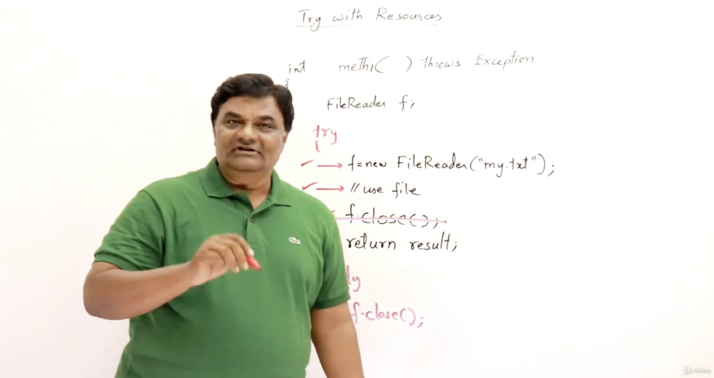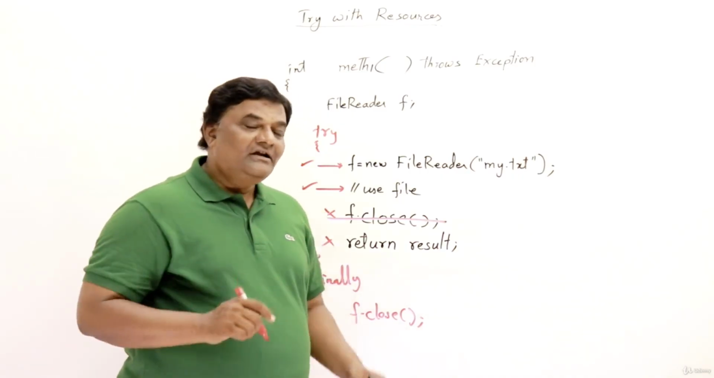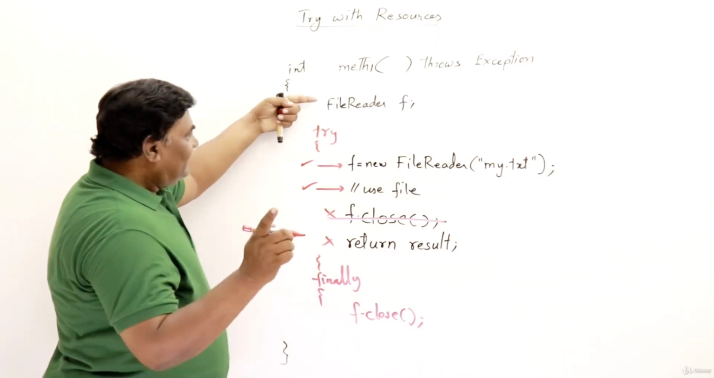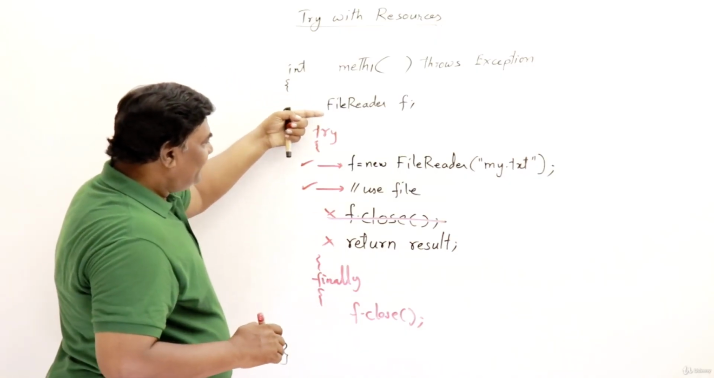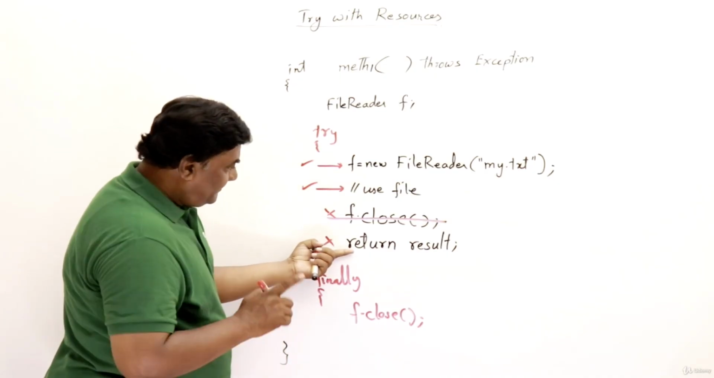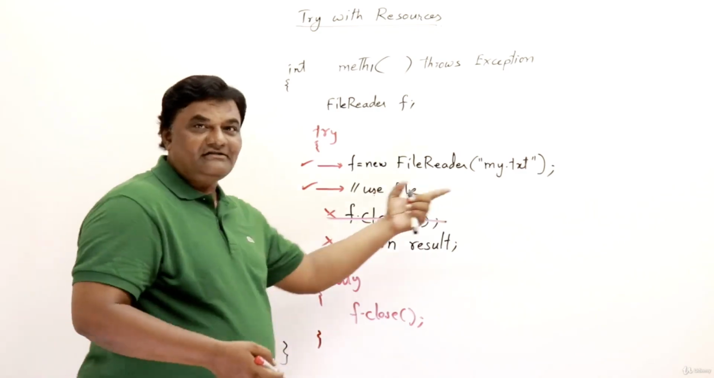Now this will work. Let us see how cleanup works, how finally works. First I'll show you without exception, then with exception. There are no errors. File is open, file is used, return the result. But before returning, it will execute the finally block. So close the file and then return the result.